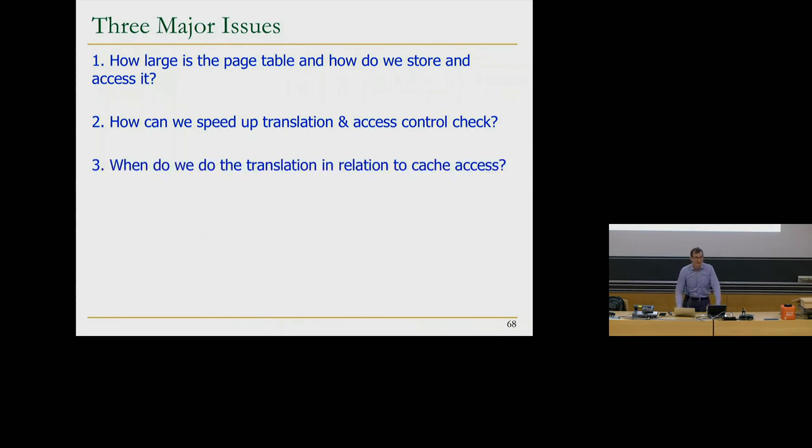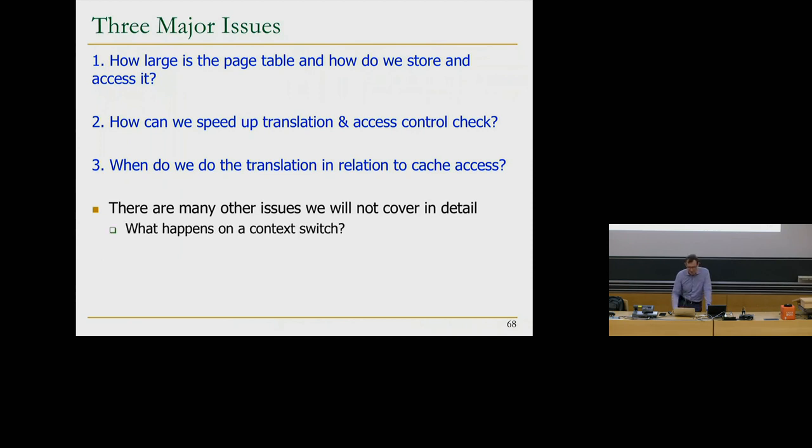The third one is actually even more intricate, and you really need to know architecture to be able to understand this well. I'm going to give you the problem very quickly. We talked about address translation and the cache hierarchy. How do these interact with each other? When do you do the translation in relation to the cache access? That turns out to be an interesting question to ask today, because translation is limiting performance. And there are many other issues that we didn't cover, like what happens on a context switch and how you can handle multiple page sizes. We're not going to cover those.